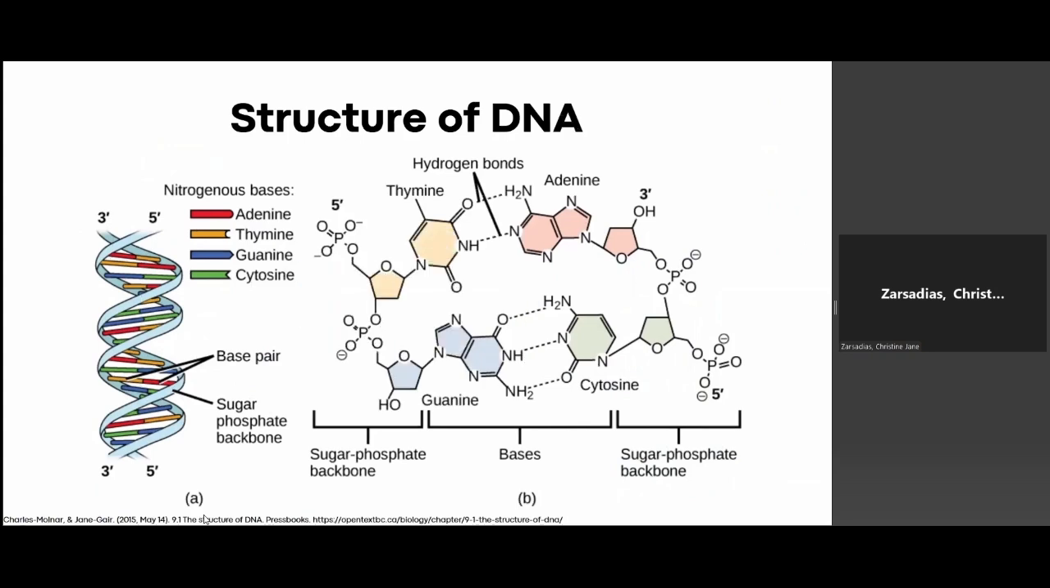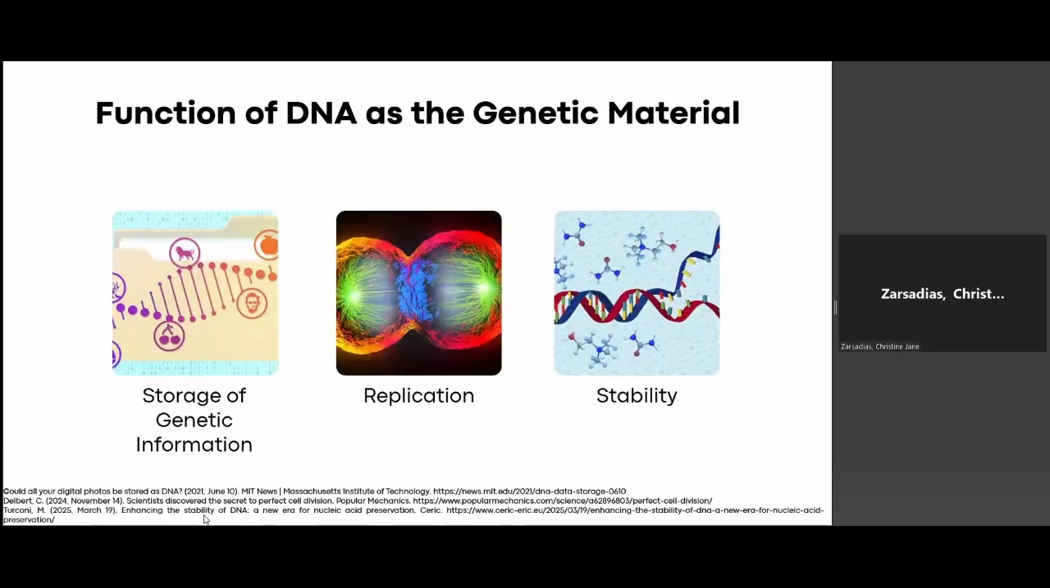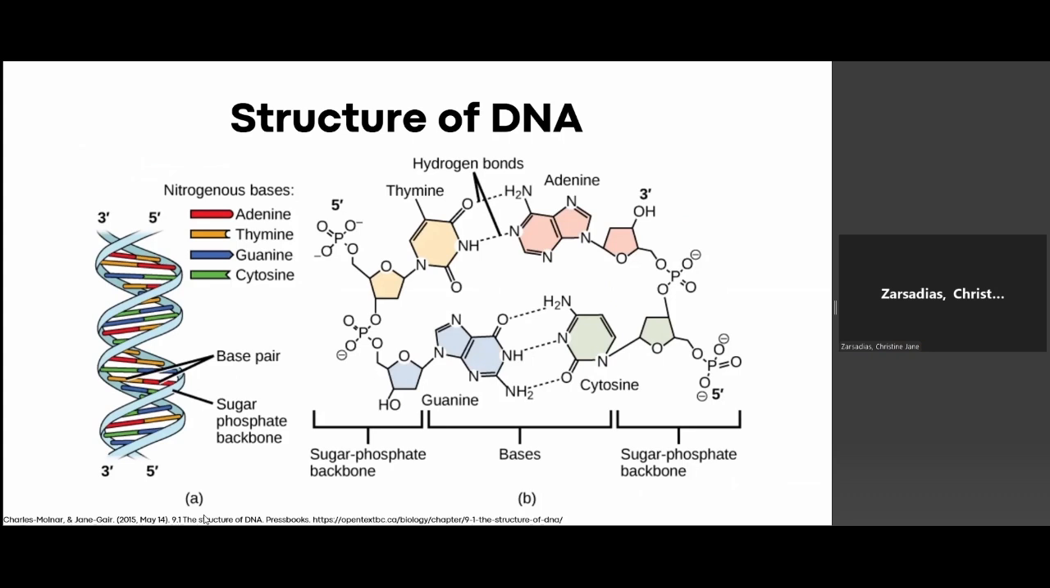Now let's talk about structure. DNA, or deoxyribonucleic acid, is made up of repeating units called nucleotides. Each nucleotide contains a phosphate group, a deoxyribose sugar, and one of the four nitrogenous bases: adenine, thymine, cytosine, and guanine. These nucleotides link together to form a double helix. The strands run in opposite directions, what we call anti-parallel, and the bases pair up specifically. Adenine pairs with thymine, and cytosine pairs with guanine, held together by hydrogen bonds. Next slide, please.